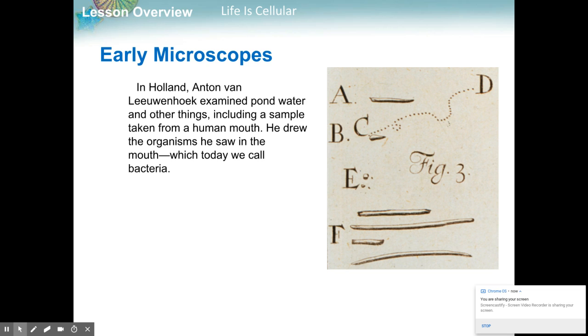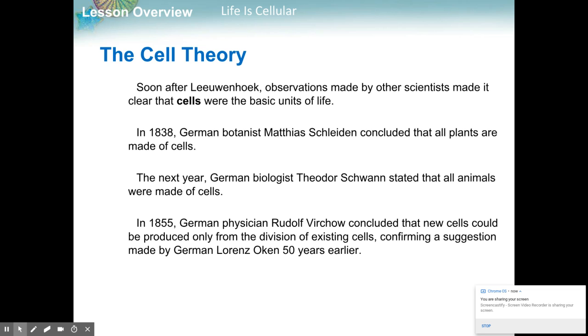So in Holland, a man named Anton van Leeuwenhoek examined pond water and other small things, and he drew the organisms he saw in the mouth, and he called them bacteria. One of the important things is you can see in the dotted line connecting C and D that these were actually moving. These are very, very small things that were moving. These are not visible with the naked eye, so it was only possible to see these with the use of a microscope. Leeuwenhoek also saw that it was clear that cells were the basic units of life. They could move, they could divide, they could satisfy all those 8 requirements that we talked about back in Chapter 1.